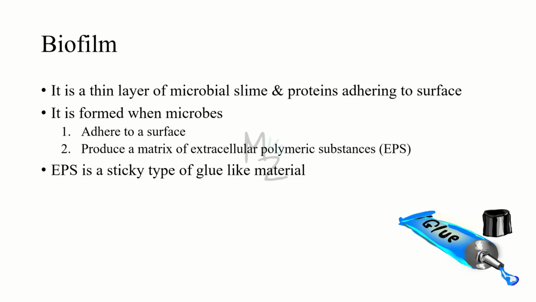It is formed when microbes, including bacteria, viruses, fungi, and protists, adhere to any surface, which can be a living surface or a non-living surface. We'll talk about that. These microbes produce a matrix called EPS, the extracellular polymeric substances, and then the biofilm is formed. What is EPS? EPS is a sticky, glue-like material in which the microbes live.